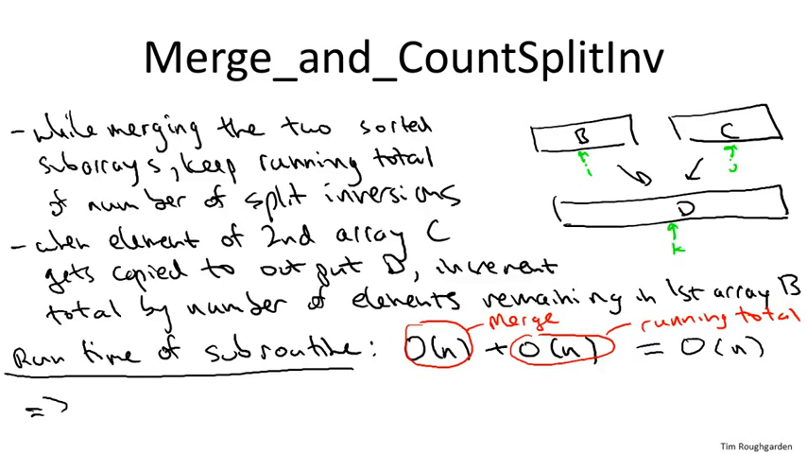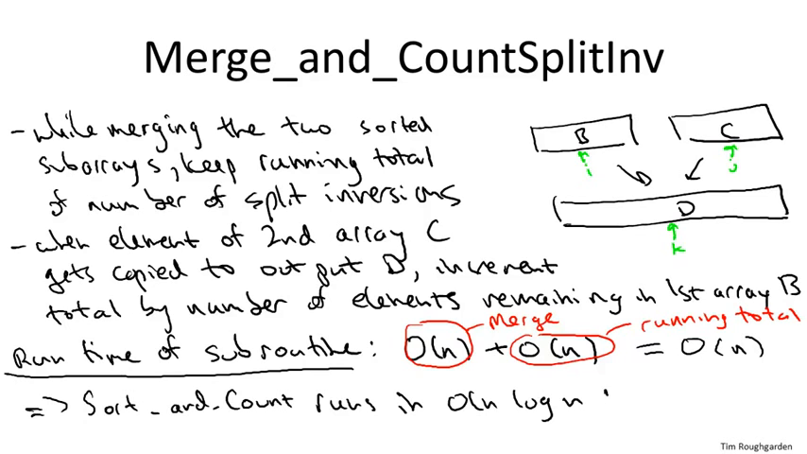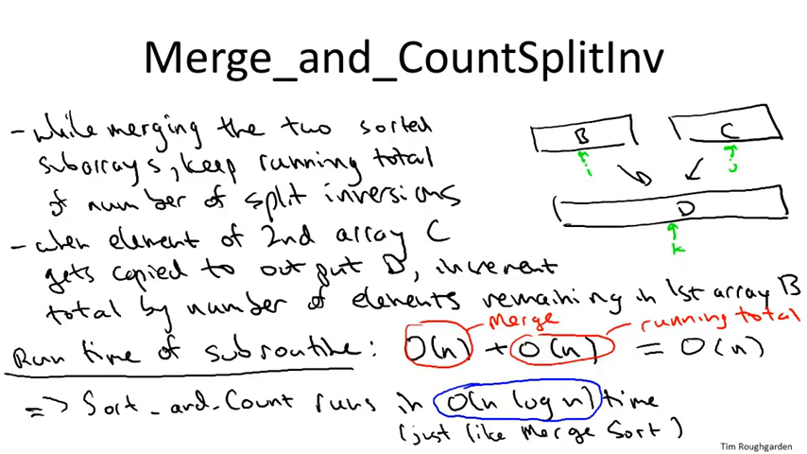And now by exactly the same argument we used in merge sort, because we have two recursive calls on half the size, and we do linear work outside of the recursive calls, the overall running time is O of n log n. So we've really just piggybacked on merge sort, up to a constant factor, to do the counting along the way, but the running time remains big O of n log n.